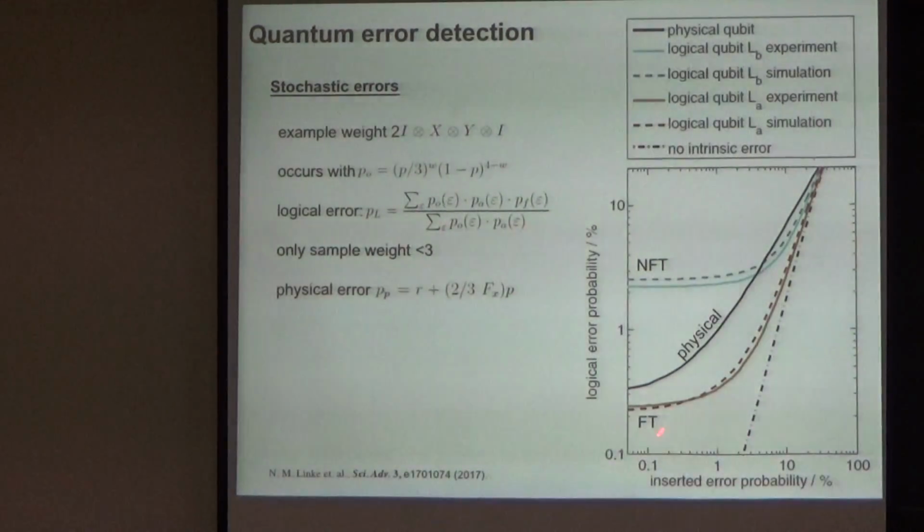But the fault tolerant qubit shows an improvement over the physical as well as the non-fault tolerant qubit by almost an order of magnitude. So this plateau over here, where as you vary the inserted error probability you stay fault tolerant in that logical qubit, is kind of important, and that is the robustness that people will be talking about when they talk about quantum error detection.